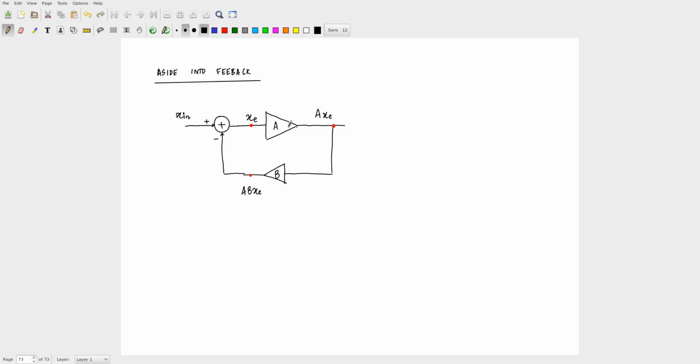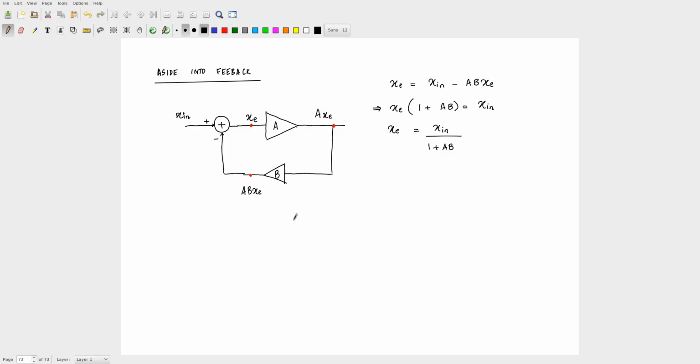Okay. Now can you work out what is the whole thing? What is the output of this particular circuit? Okay, let us work this out. What is XE now? It will be X in minus AB XE, correct? So now just solve this. So just take it this side. So XE into 1 plus AB is equal to X in, which means your XE is X in divided by 1 plus AB.